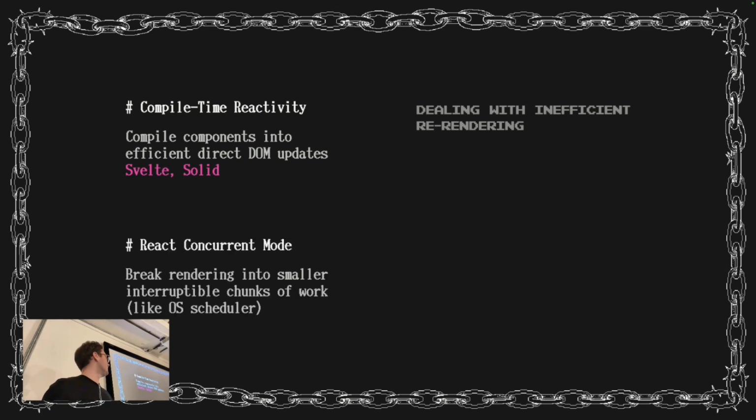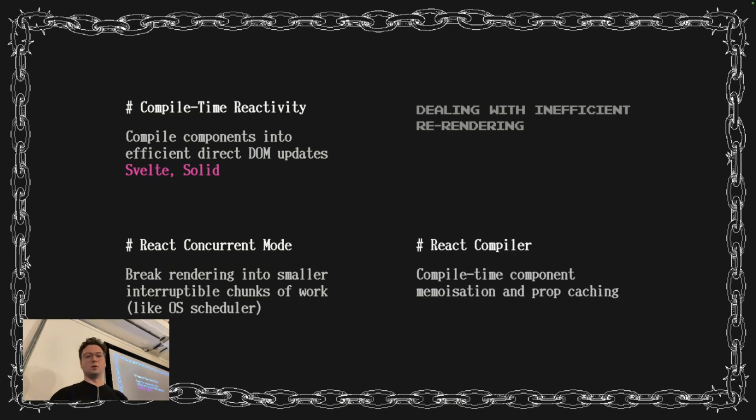Then the second technique is React concurrent mode. The idea of concurrent mode is that we're still doing the full re-render, but because it's heavy, we split it into chunks of work and take breaks in between, like we did today, right? It works sort of like a CPU scheduler. It's still slow, but you still have time to do something else in between. That's React concurrent mode.